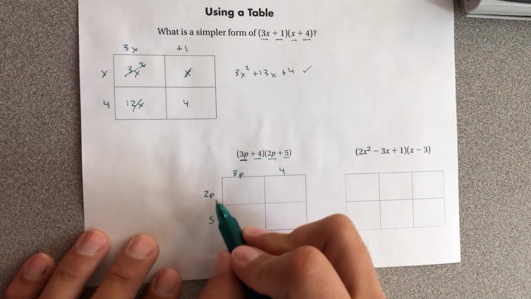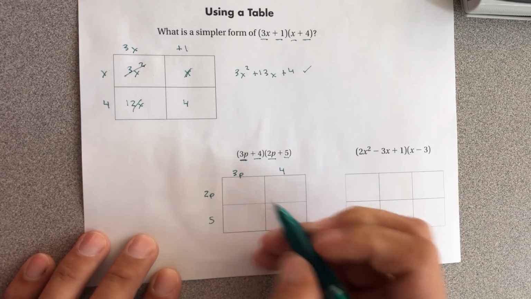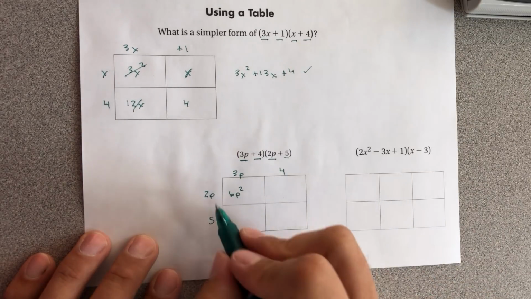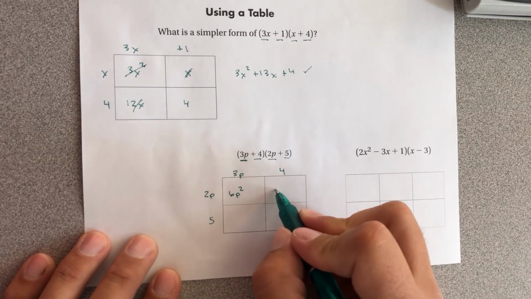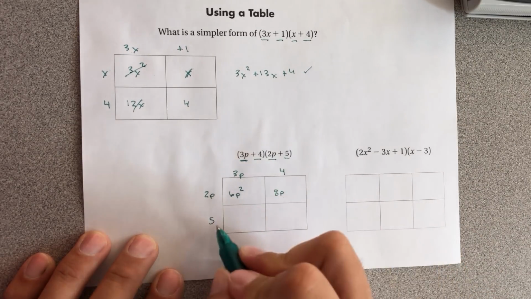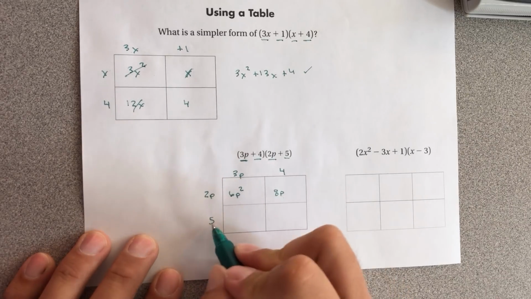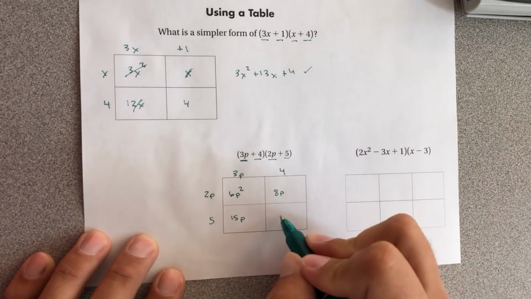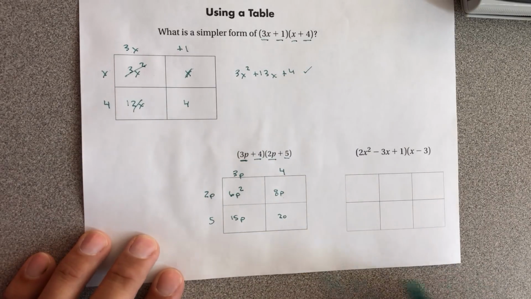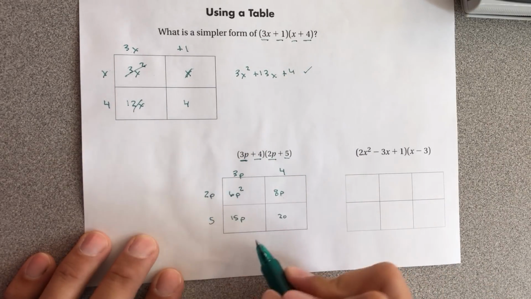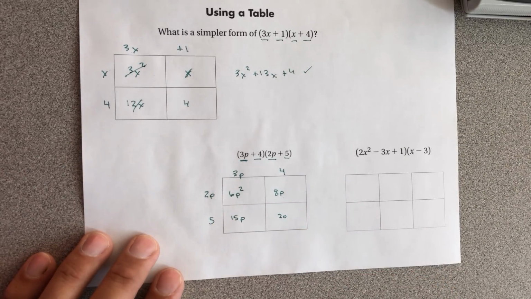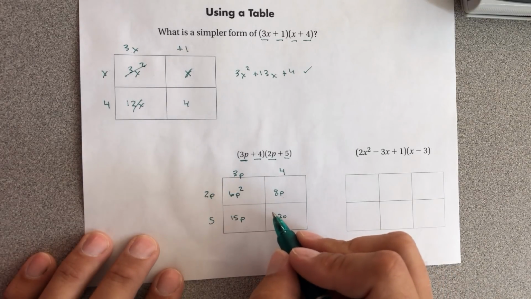And now I multiply. 2p times 3p is 6p squared. 2p times 4 is 8p. 5 times 3p is 15p. And 5 times 4 is 20. So I'm just multiplying my rows by my columns. And now I've got my terms. I just need to put them in with like terms.